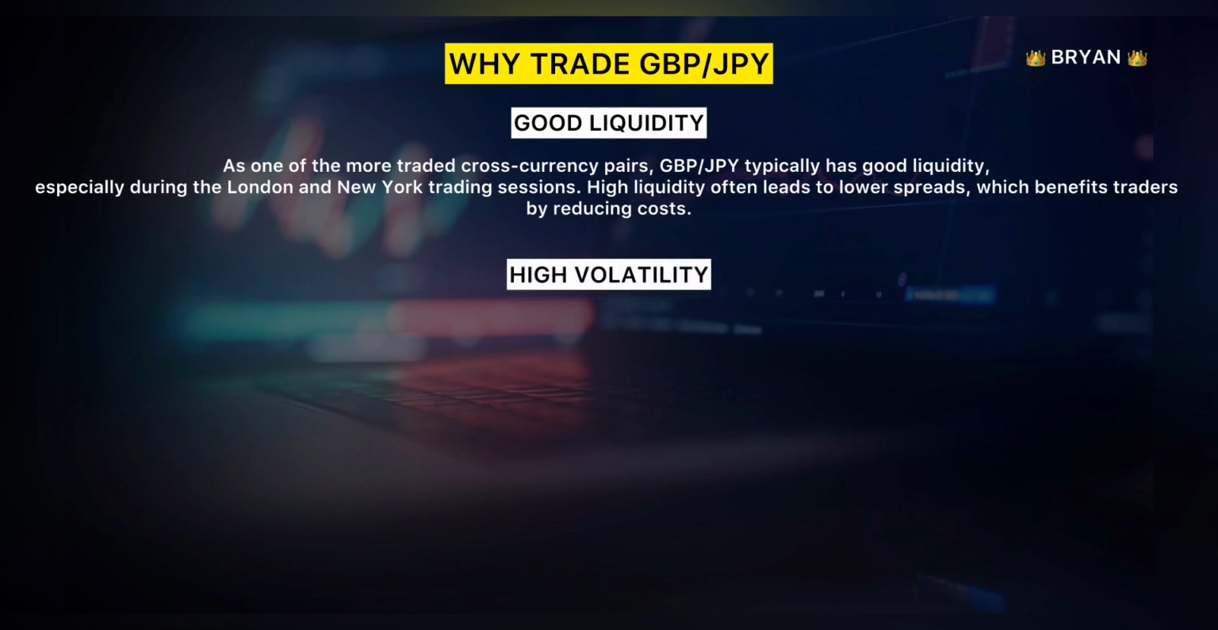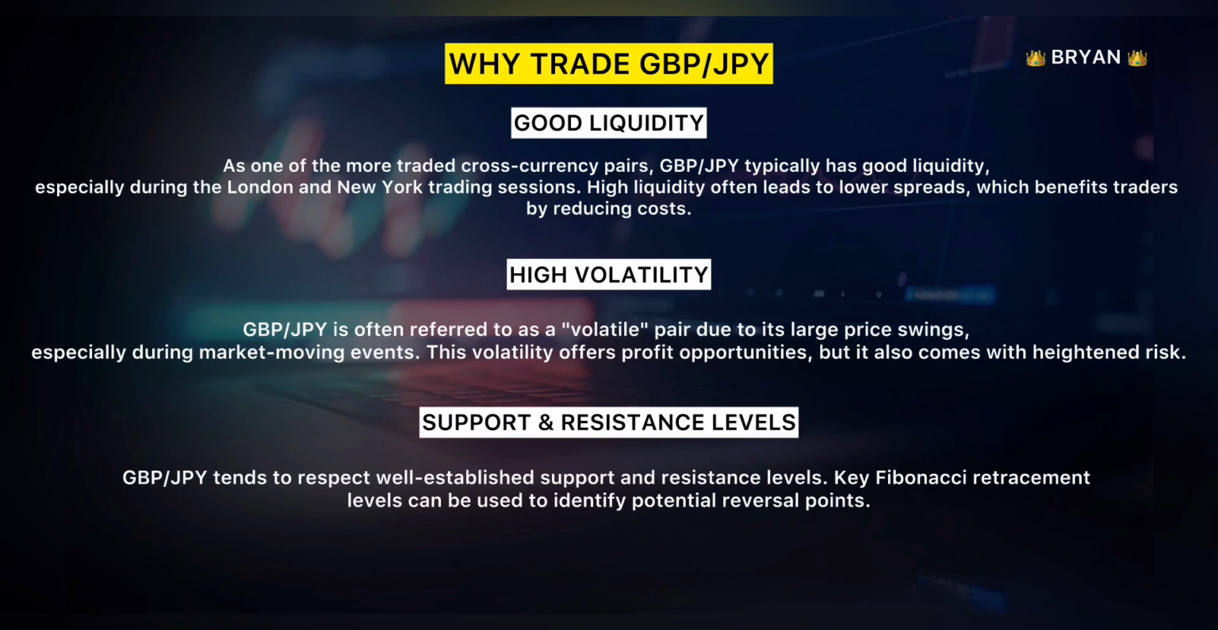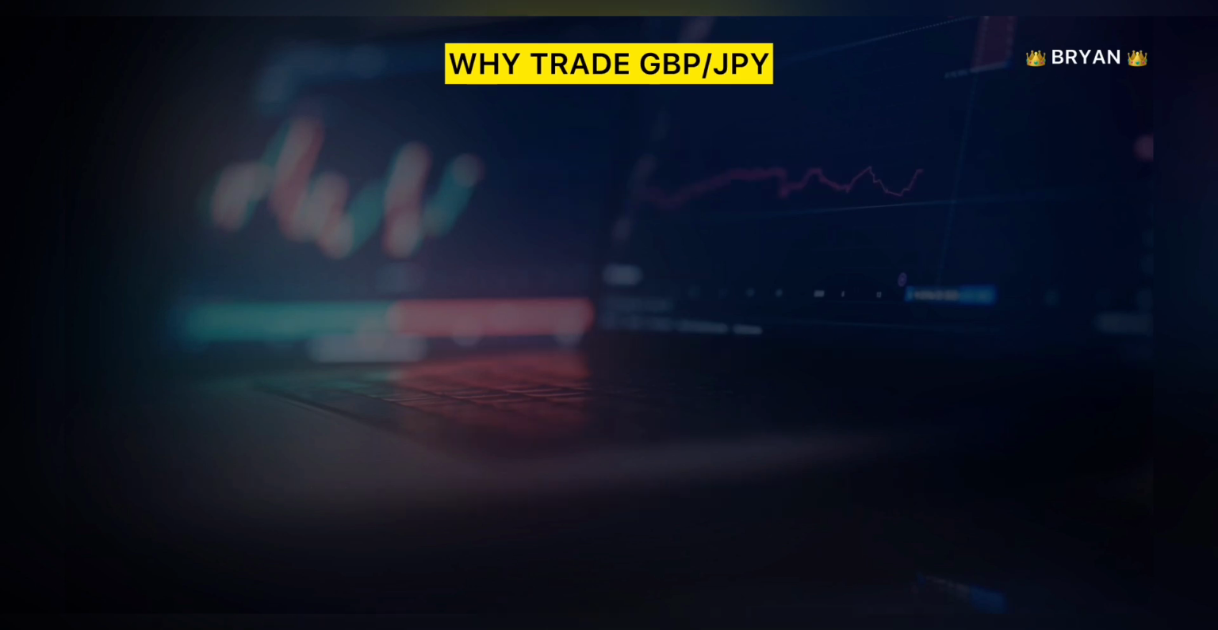High volatility. Pound sterling to Japanese yen is often referred to as a volatile pair due to its large price swings, especially during market-moving events. This volatility offers profit opportunities, but it also comes with heightened risk. Support and resistance levels. Pound sterling to Japanese yen tends to respect well-established support and resistance levels. Key Fibonacci retracement levels can be used to identify potential reversal points.